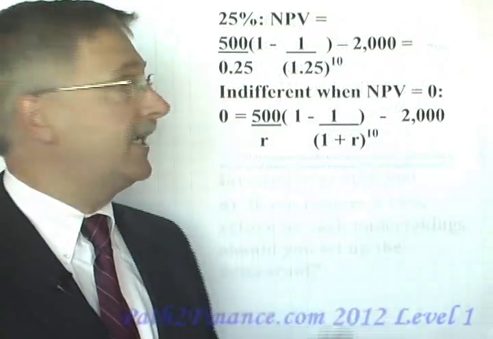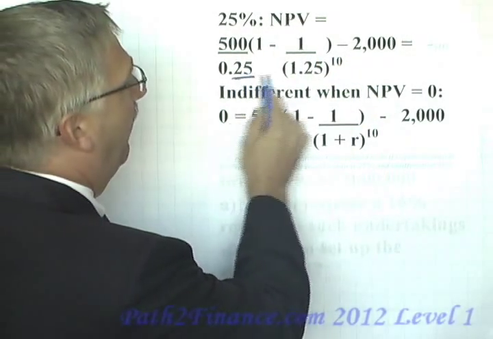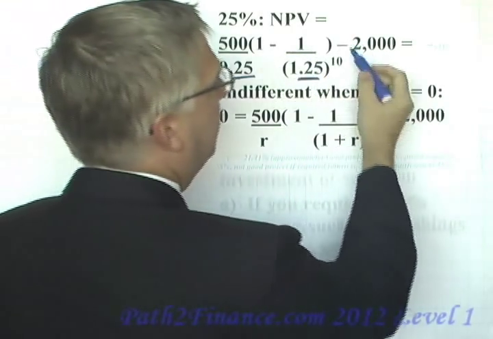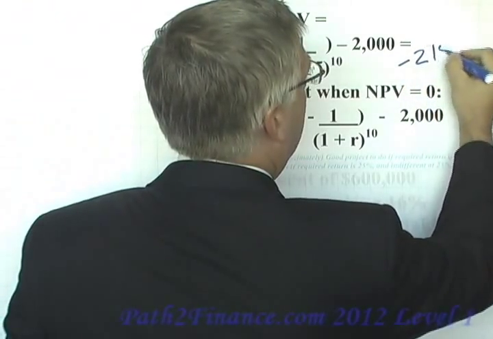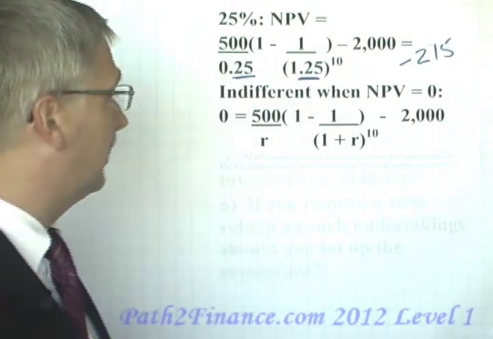Now, exact same project, exact same cash flows. The only difference is we now require a 25% return. Same calculation, but the net present value is minus $215. So at minus $215, we would not do this project.